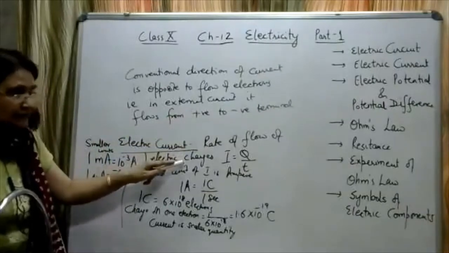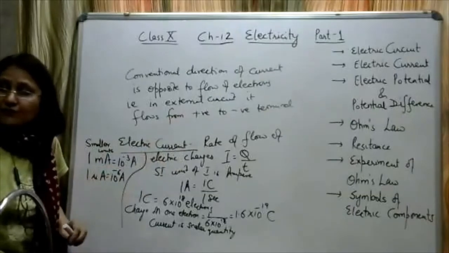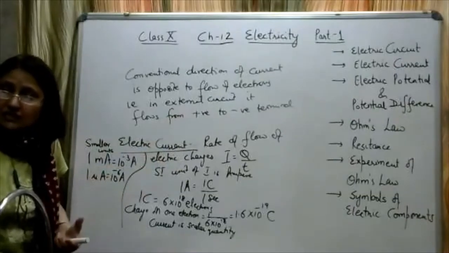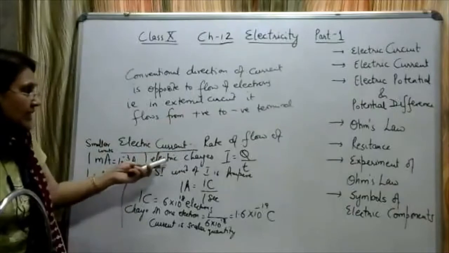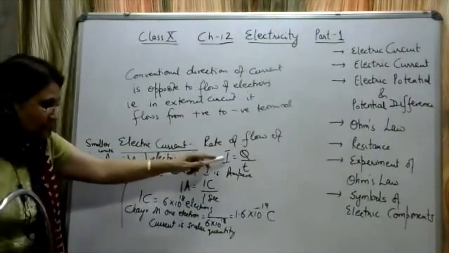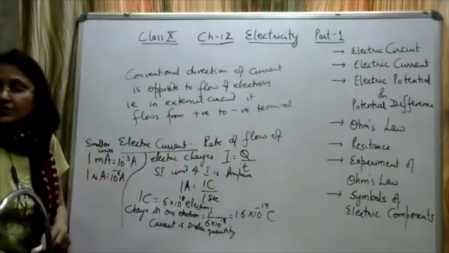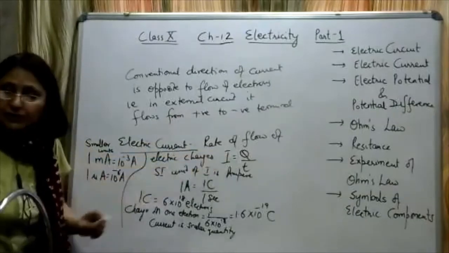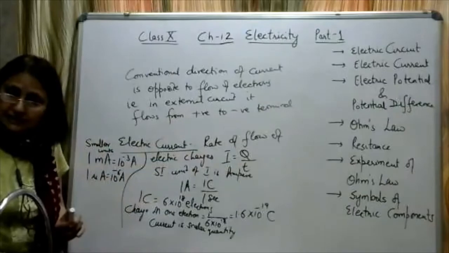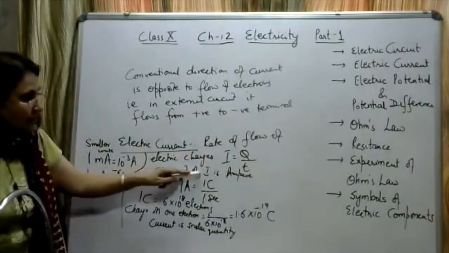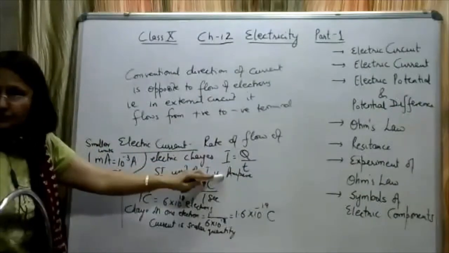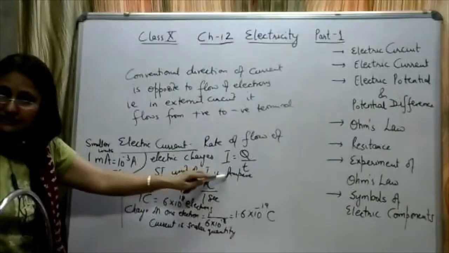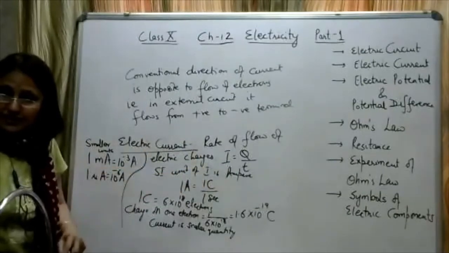How do we define electric current? The rate of flow of electric charges, that is, the charge flown per unit time, we call electric current. So what is the formula for current? Current is equal to charge flown per unit time: I equals Q upon T, where Q is the charge and T is the time. The SI unit of current is ampere.